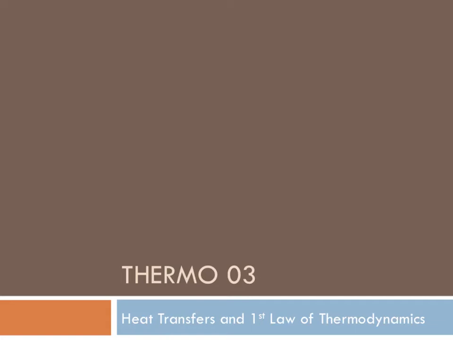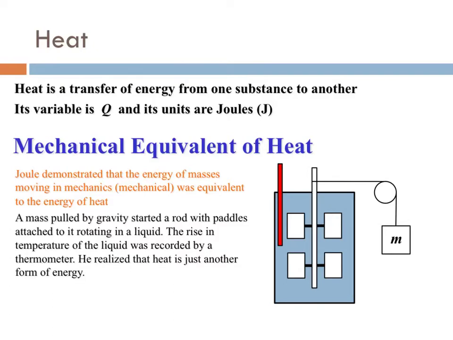This video covers heat transfers and the first law of thermodynamics. Now, in our last video, we saw that heat is a transfer of energy from one substance to another. Its variable is Q, and its units are joules. Now, James Joule demonstrated that the energy of masses moving, in mechanical energy, was equivalent to the energy of heat.